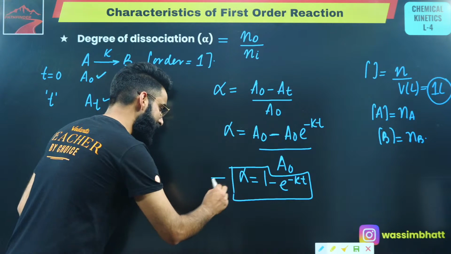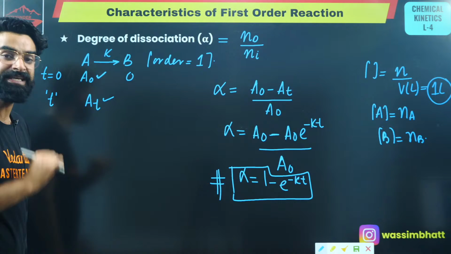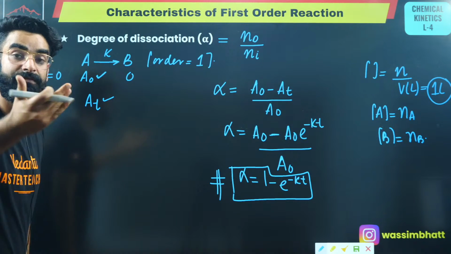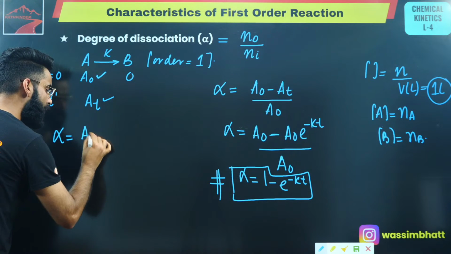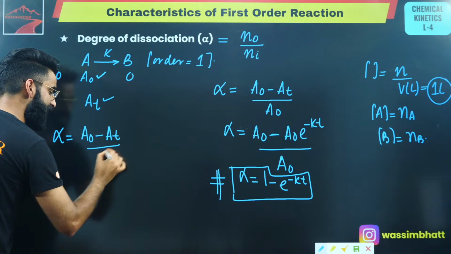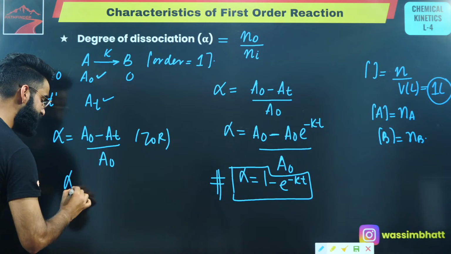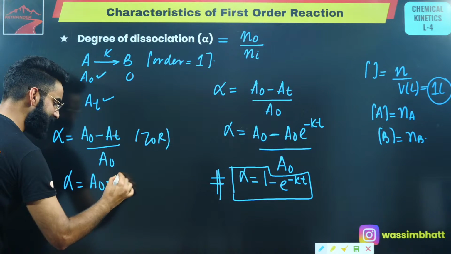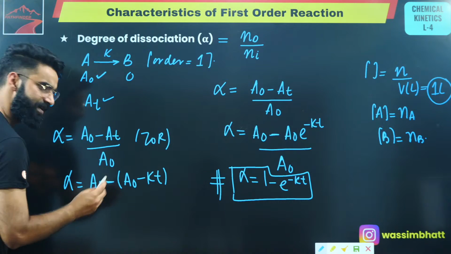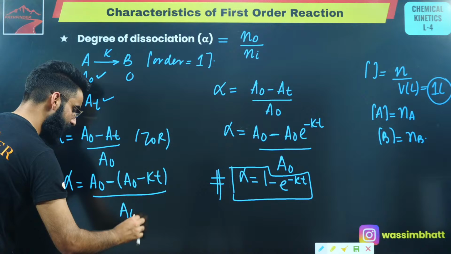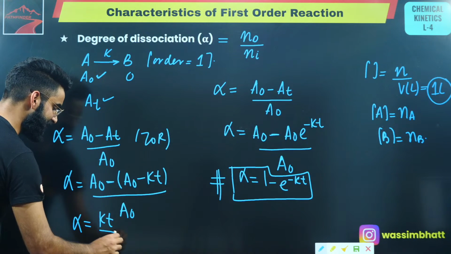This is how you calculate degree of dissociation for the first order reactions. Similarly, how do we calculate degree of dissociation for zero order reactions? It's again going to be the same. Alpha is equal to A0 minus A_t divided by A0. But right now I'm talking about the zero order reactions, and in case of zero order reactions, we know A_t is A0 minus kt as per the integrated rate equation of the zero order reactions, divided by A0. So you get from here alpha is equal to kt divided by A0.